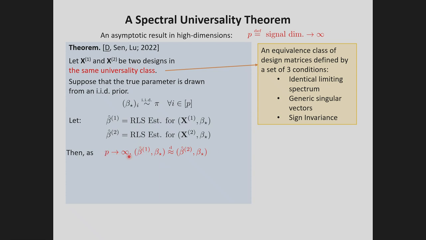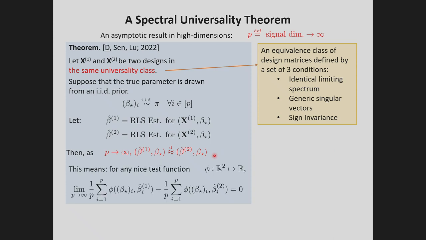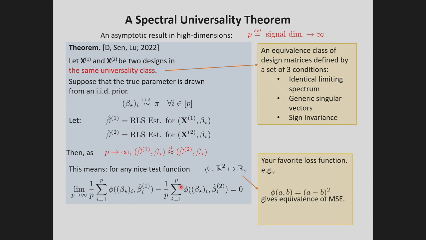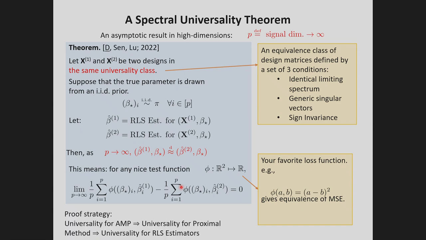And the sense in which this approximate equality in distribution holds is that if you pick any nice test function phi, which is a bivariate test function, and you apply it to the coordinates of the unknown signal and the first estimator computed on design 1, versus applying it to the unknown signal vector and the estimator computed on design 2, and average them across the coordinates, then the difference between the two quantities would tend to zero in high dimensions. Really you should think of phi as your favorite loss function. For example, if you are interested in MSE, the mean square error, you should take phi as the square loss. It would tell you that the mean square error of the two problems are equivalent on the two different designs. But there's nothing special about the mean square error. You could pick other phi.